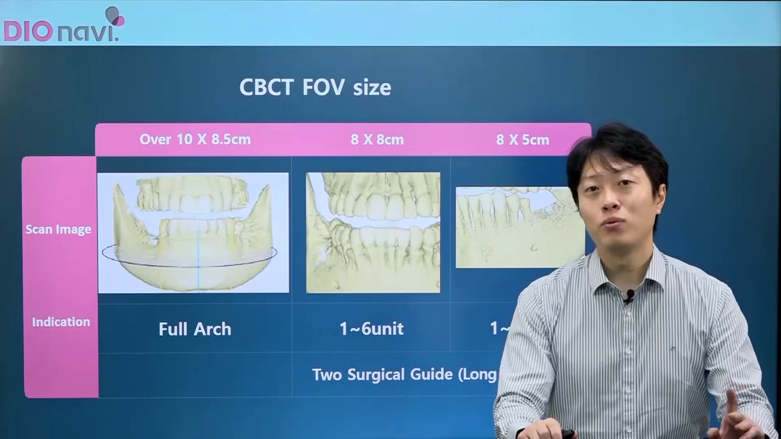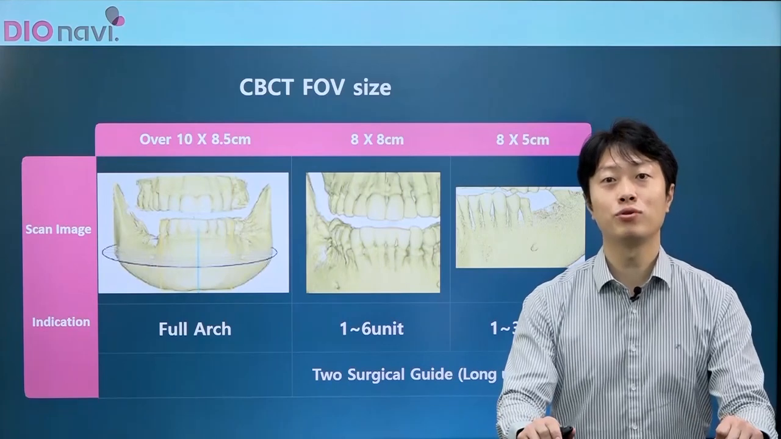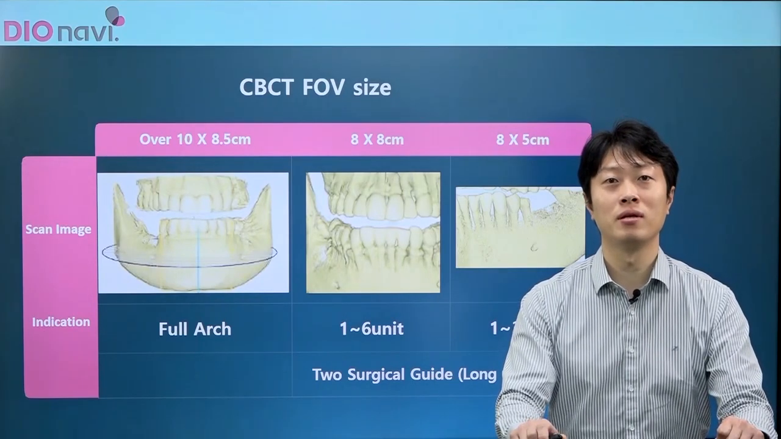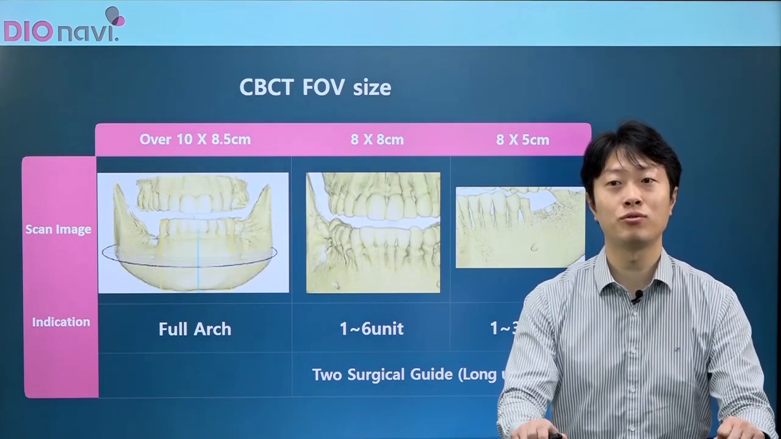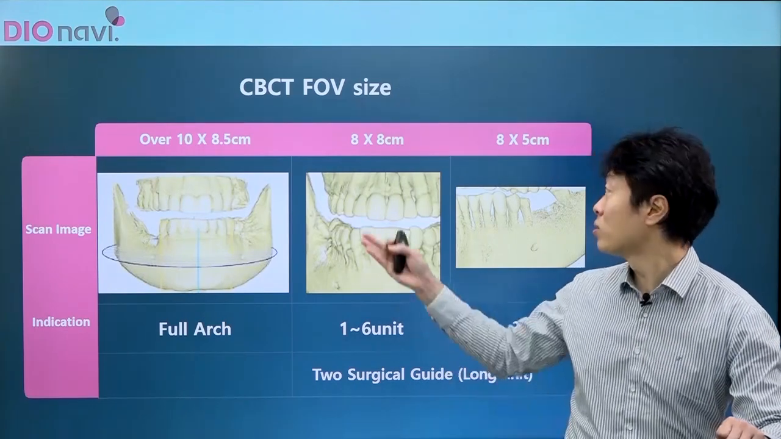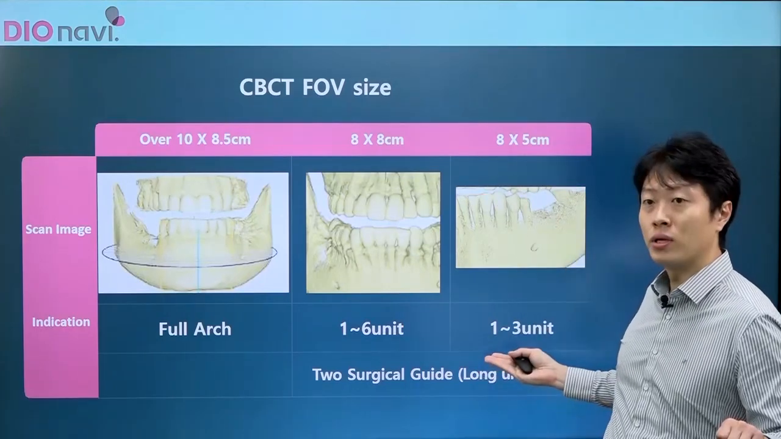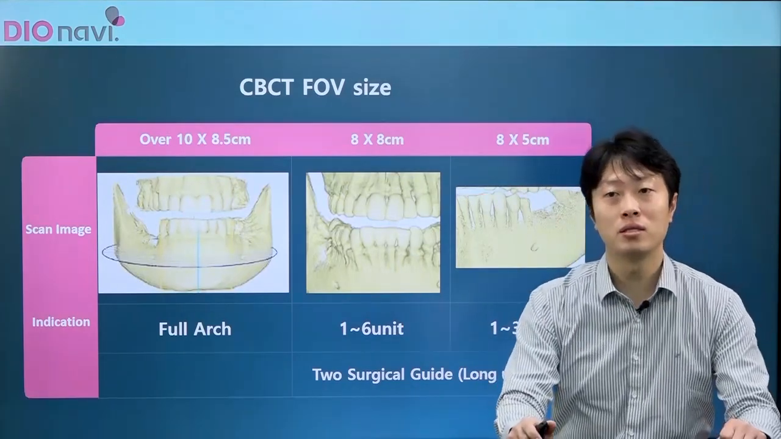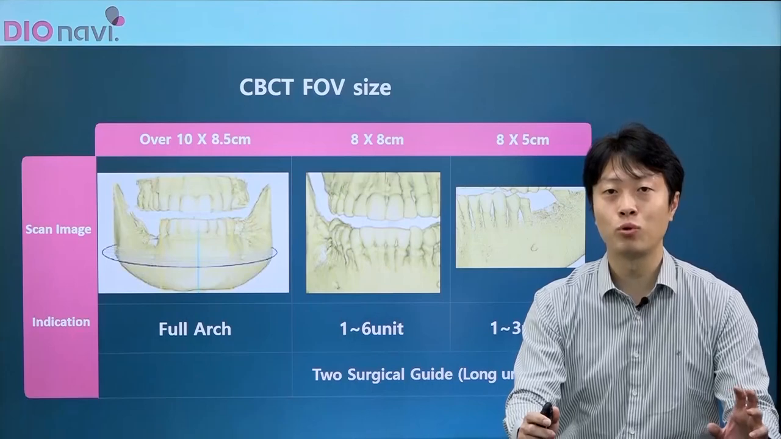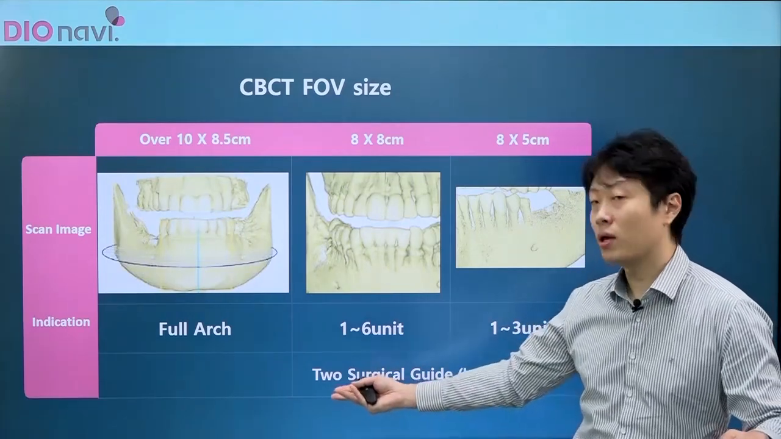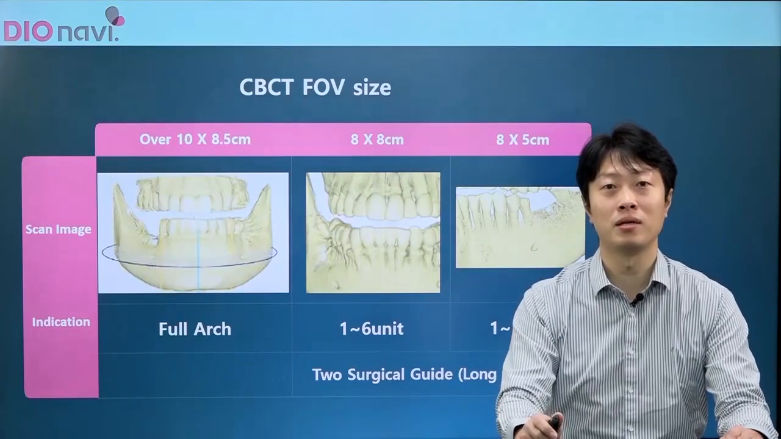The FOV may vary depending on the CT specifications. The cases you can handle may depend on the size of FOV in the clinic. If the FOV is 10 by 8.5 centimeters or more, you can proceed with a full arch case. If it is 8 by 8 centimeters, you can proceed to about 1 to 6 units. And if it is 8 by 5 centimeters, you can proceed to about 1 to 3 units. You can proceed with the case even with a very small FOV. In this case, produce multiple surgical guides to handle even long units without difficulty.